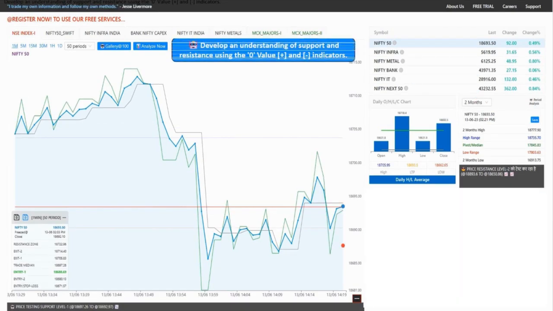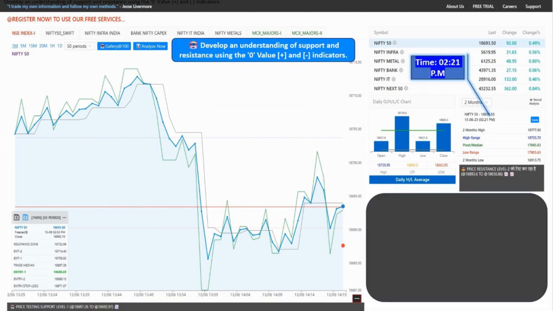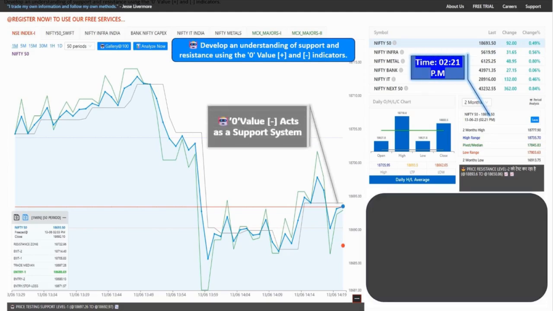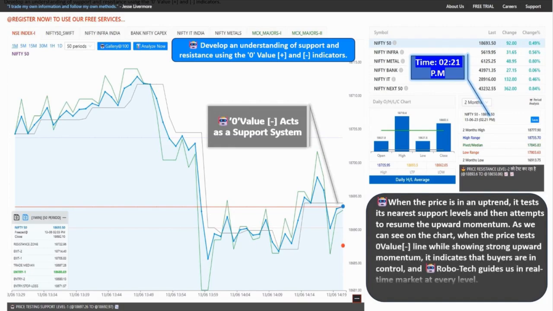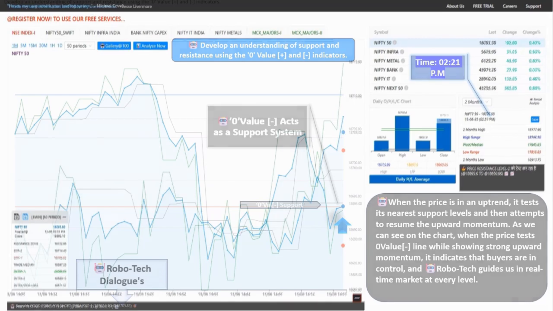Develop an understanding of support and resistance using the zero-value plus and minus indicators. When the price is in an uptrend, it tests its nearest support levels and then attempts to resume the upward momentum. As we can see on the chart, when the price tests the zero-value minus line while showing strong upward momentum, it indicates that buyers are in control, and Robotech guides us in the real-time market at every level.